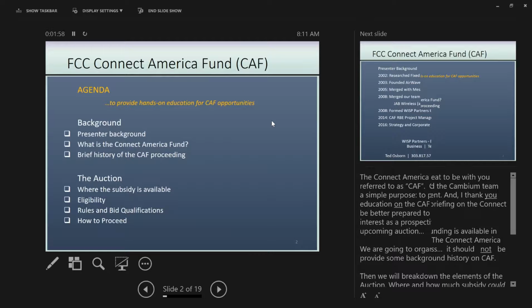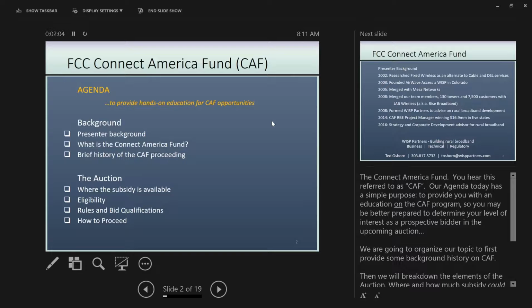The Connect America Fund, you hear referred to as CAF. Our agenda today has a simple purpose: to provide you with an education on the CAF program so that you may be better prepared to determine your level of interest as a prospective bidder in this upcoming auction. We're going to first provide some background history on CAF. Then we will break down the elements of the auction: where and how much subsidy could be available, the eligibility requirements, rules, and bid qualifications. My personal goal is to provide you with insight to help you determine if CAF is a good fit for your business. Then we'll bring it back together to discuss how to proceed.